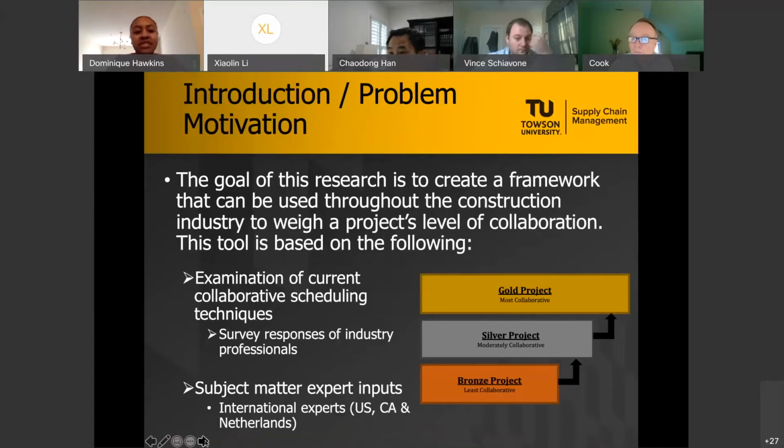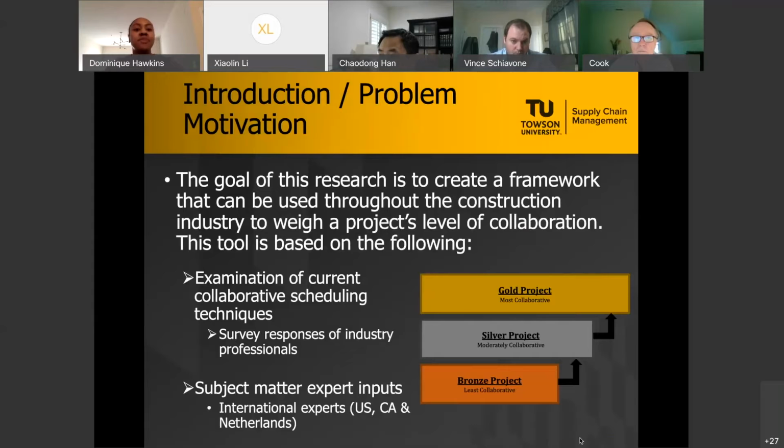Okay. So in any team setting, collaboration within the project team is a crucial input for success. And so you always want your project team to be working towards the same end goal, as well as you want to have an established environment where open communication is promoted. And so the goal of this research is to create a framework that can be used throughout the construction industry to weigh a project's level of collaboration.